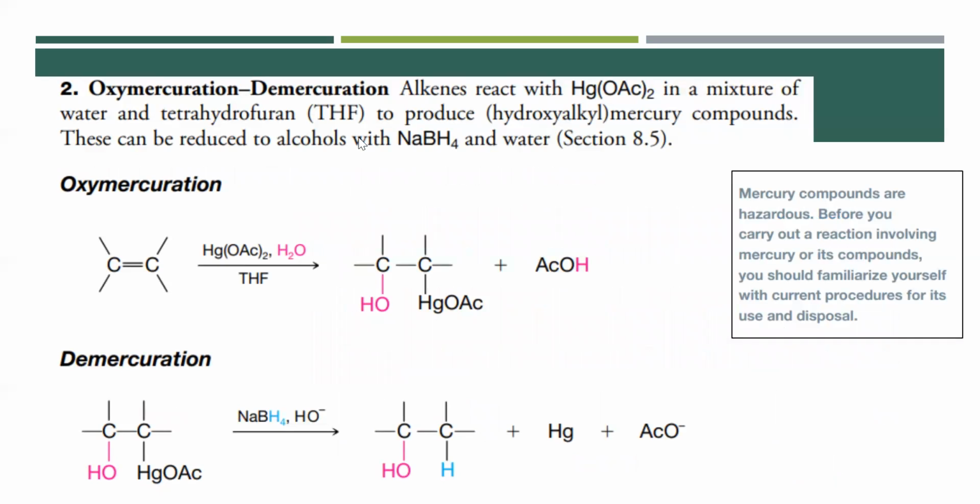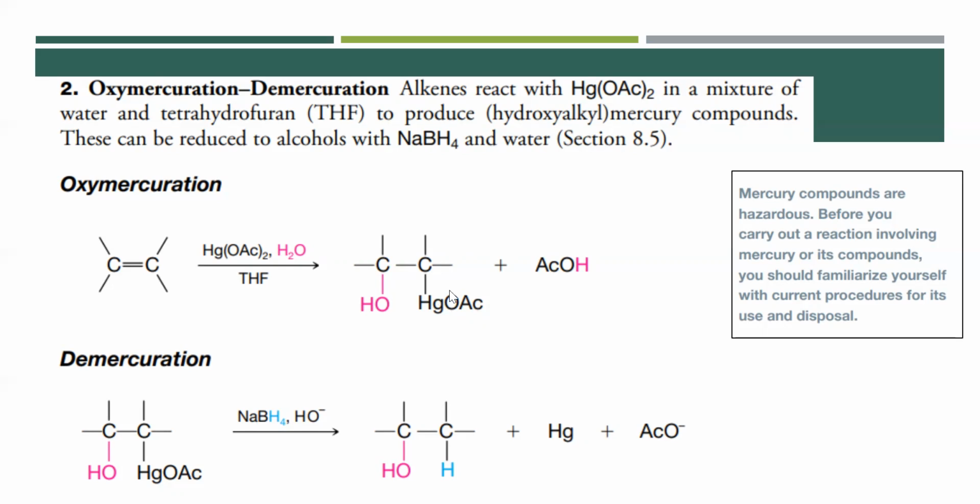In the oxymercuration-demercuration process, there are two steps to produce the alcohol. Here you first prepare your OH. One of the carbon atoms of the double bond will have the OH and the other will have the mercury acetate. Then further removal of the mercury, through hydrolysis, replaces it with hydrogen. You just have to be careful because mercury compounds are hazardous. If you carry out this reaction, you should familiarize yourselves with how to dispose of it and how to protect yourselves from handling mercury.